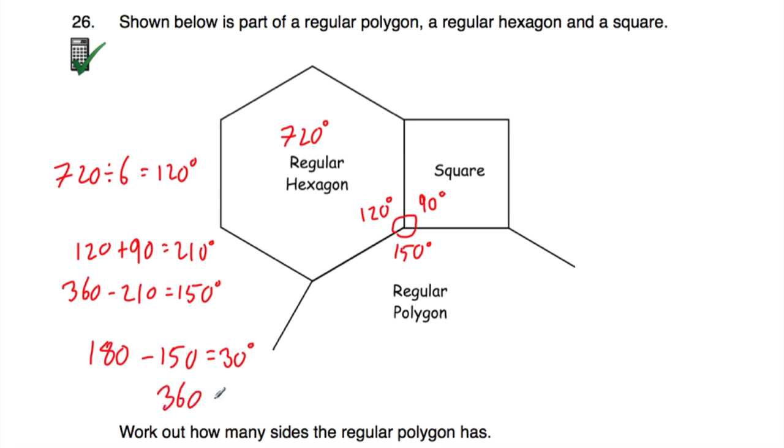So if we take 360 and divide that by 30, that'll tell us how many exterior angles there are. And then if we know how many exterior angles there are, that's how many sides there are. So 360 divided by 30, that's equal to 12. So that means there's 12 exterior angles, that means there's 12 sides, and that's it. So how many sides does the regular polygon have? The answer is 12, and that's it.